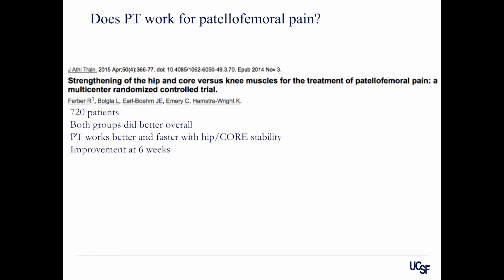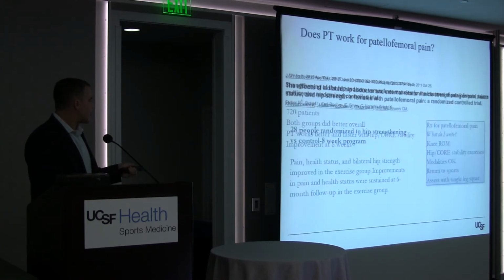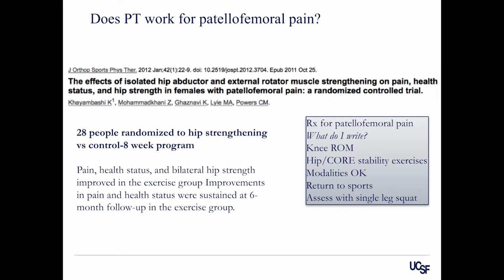The mainstay for treatment for anterior knee pain is physical therapy, and the reason is it works. It works for about 80 to 85% of patients in large studies. So the studies I'm going to cite all have a large number of patients. Anybody who did physical therapy did well, but the people that did core and hip stability exercises, kind of ignored the knee, tended to do better. And their improvement was pretty quick. It was at 6 to 8 weeks.